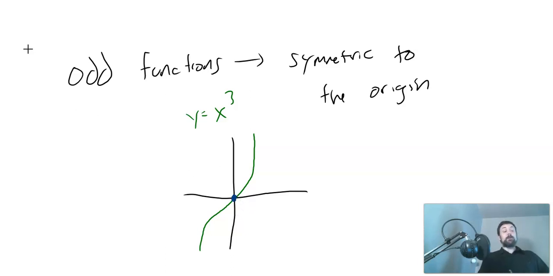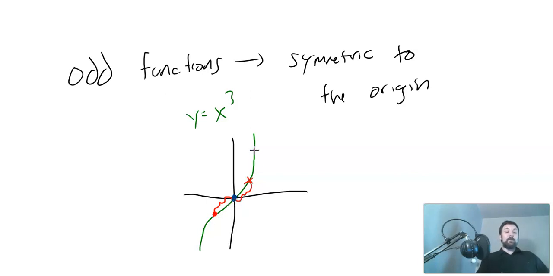And the way this symmetry works is for every point on one side of the origin, so let's say right here, there is a mirror image point the same distance away on the exact opposite side of the origin. Whatever that distance is, you go that same distance away on the exact opposite side of the origin, and there's a mirror image point located there.